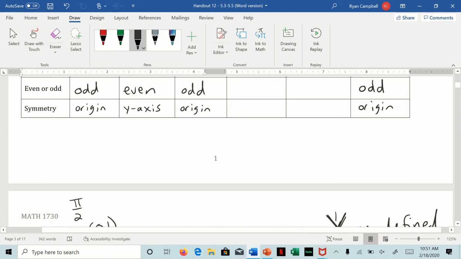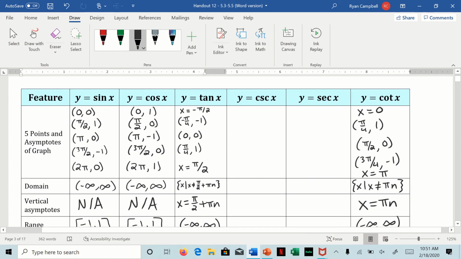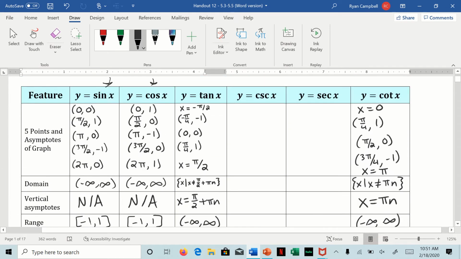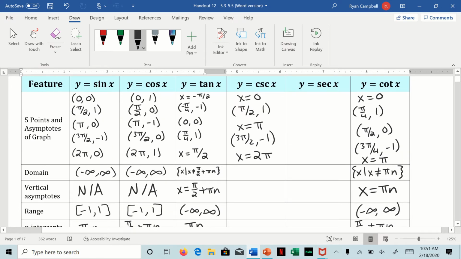So we can see the points for cosecant. It's not as important because as long as you know what sine and cosine are, you can definitely get cosecant and secant easily. But if we're going to write the points anyway, for cosecant, we start with the asymptotes. So it's x equals 0, x equals pi, x equals 2 pi, and then we had pi over 2, 1, 3 pi over 2, negative 1. We'll just do cosecant for now.